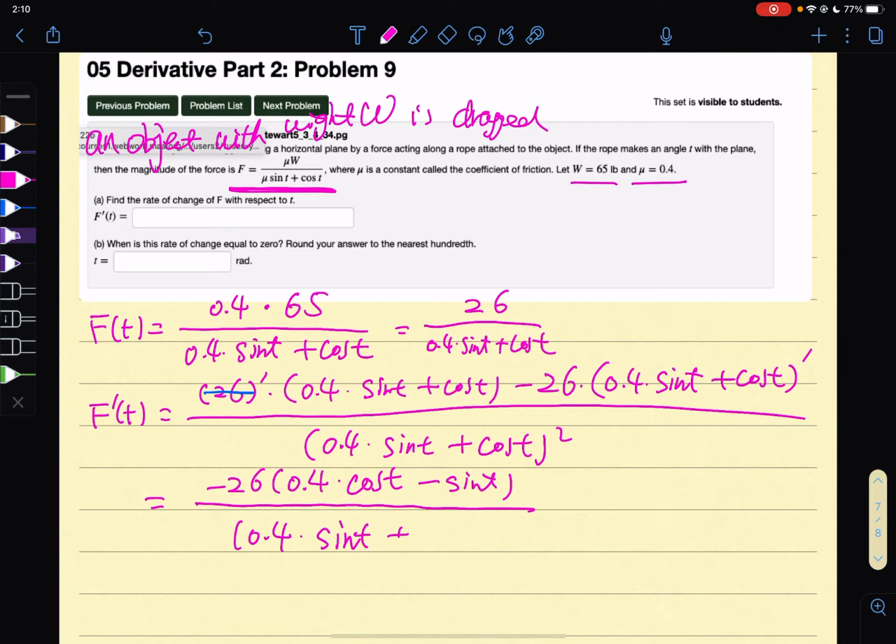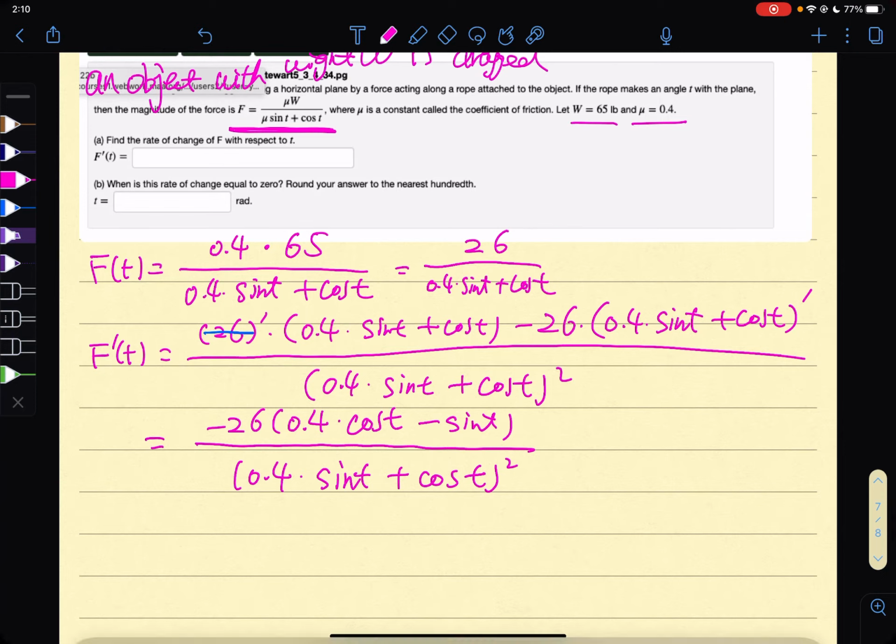So there's really nothing fancy about this problem in particular. It's essentially just they have variables representing some constant. You plug the constant in and you use the quotient rule to take the derivative. Well, the next part says when the rate of change equals 0, that is another way of saying your derivative equals 0. So you have your f prime of t equals 0.